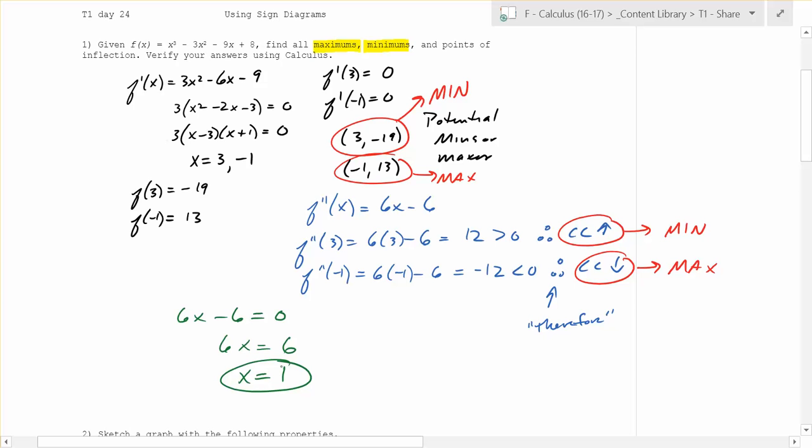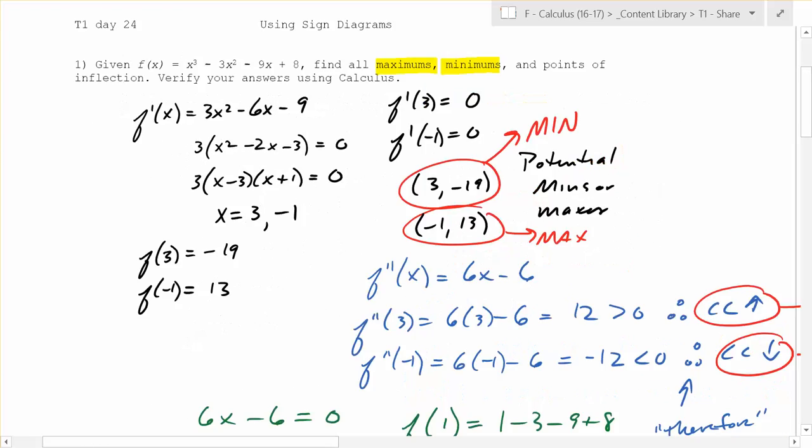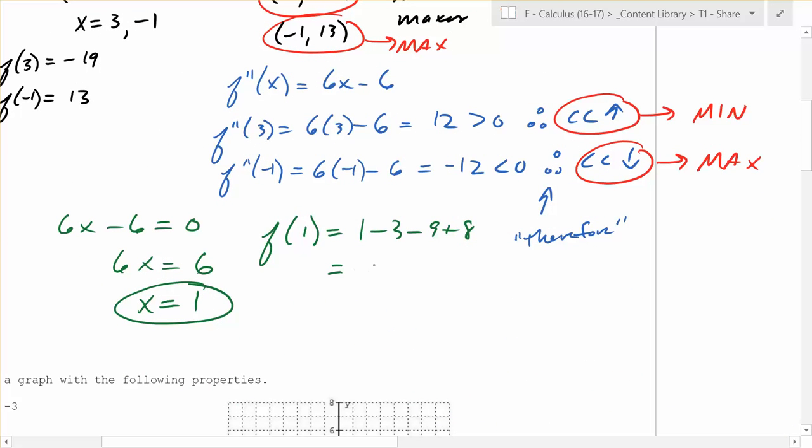If we want the point, it's an x value and a y value. So where do we need to plug in 1? The original equation. So f of 1 is going to be 1 minus 3 minus 9 plus 8 from the original function right there. So what does that come out to be? Negative 2 minus 9 plus 8. So what is that? Negative 11 plus 8. What is that? Negative 3. So 1, negative 3. We think that's a point of inflection.